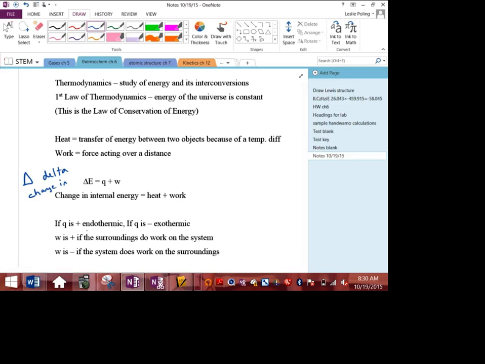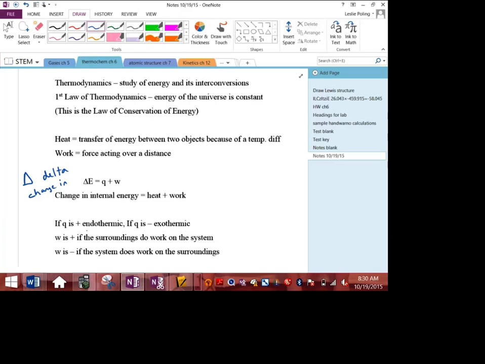Okay, so we have the change in internal energy equals heat plus work. Q, which is the heat, and I have no idea why Q is used for heat. Every time I get to this chapter, I go, why is Q heat? And I keep forgetting to look it up. Okay, so if Q is positive, it was endothermic, because the system, remember we're defining it in terms of the system, is gaining the heat. Negative, it's exothermic because it's going out.